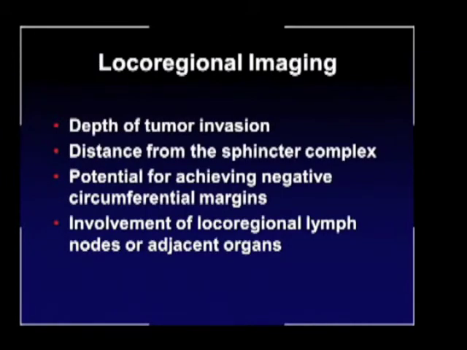The goal with local regional imaging is that there are multiple goals. First, we want to look at the primary tumor, look at the depth of invasion. Second, we want to see its distance from the sphincter complex. Third, you want to see what the potential is for achieving negative circumferential margins. And fourth, you want to look for involvement of local regional lymph nodes or adjacent organs.